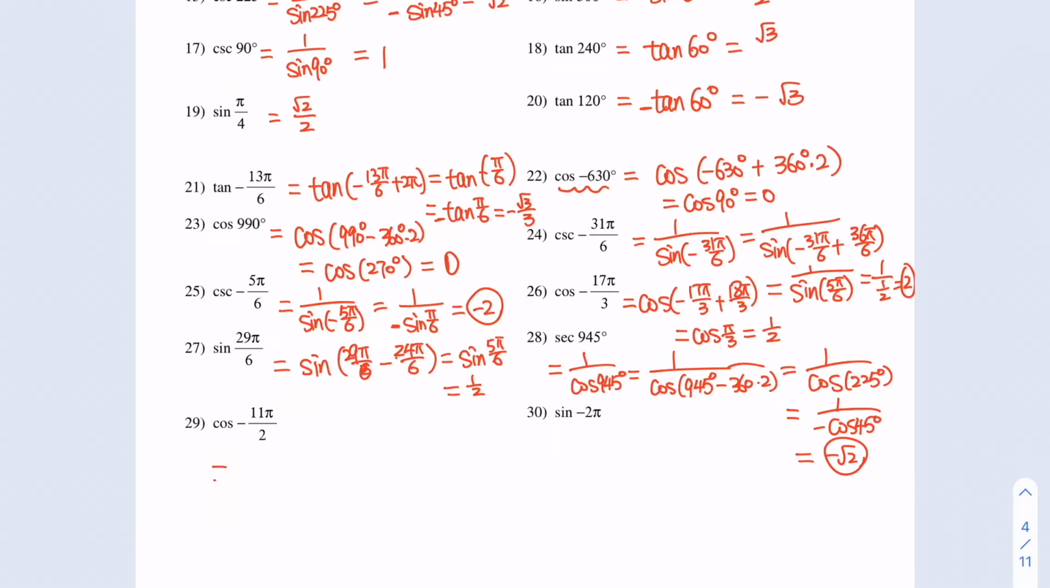Cosine negative, we can add 12, that's 6 pi. So it's cosine pi over 2, cosine 90 degrees, which is 0. Sine negative 2 pi, which is always 0.